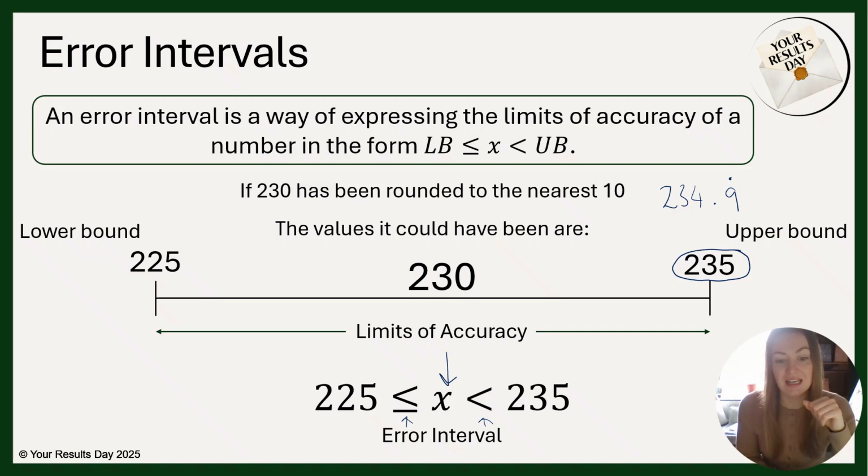So we're saying X has to be strictly less than 235, meaning it can be anything up to, but not including 235. So it can be 234.9 recurring, but it can't be 235 because we've not included that equals to. So that's how we get around this little technicality here.